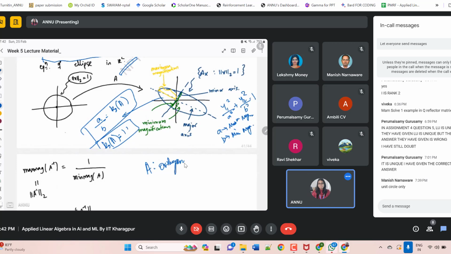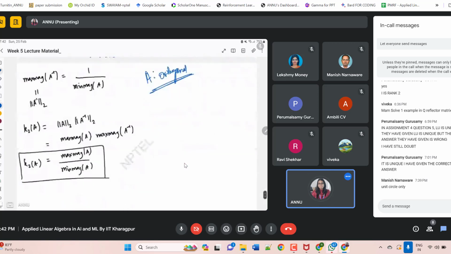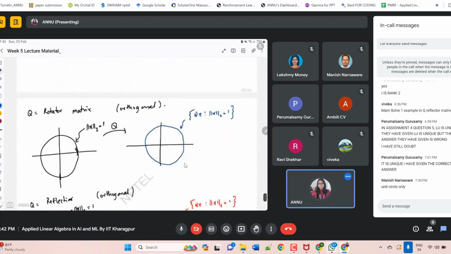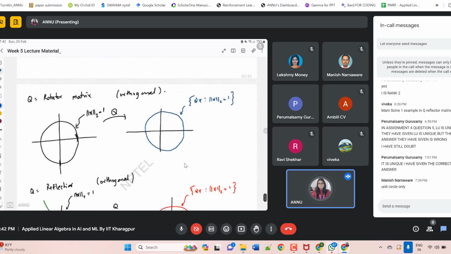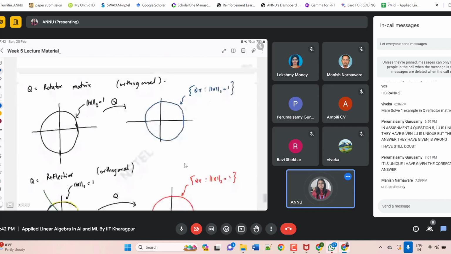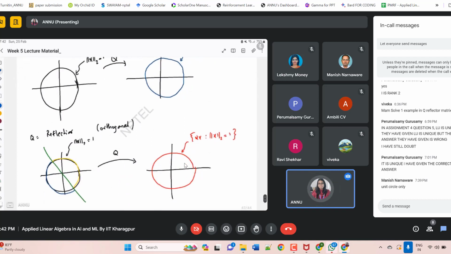I hope this is clear. Again, we are seeing an example of a rotation matrix. So how is it orthogonal? Q is a rotation matrix that is orthogonal. Then if we're transforming with respect to Q, this is the same. Similarly, if we're transforming with respect to a reflector, this is also the same.